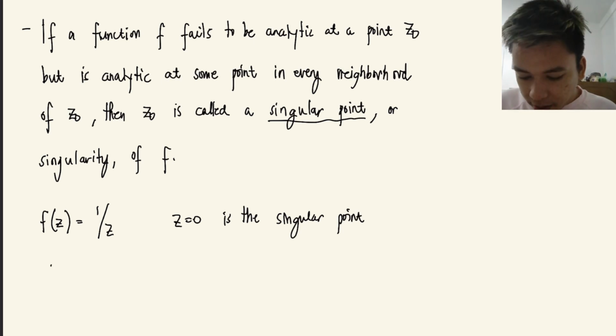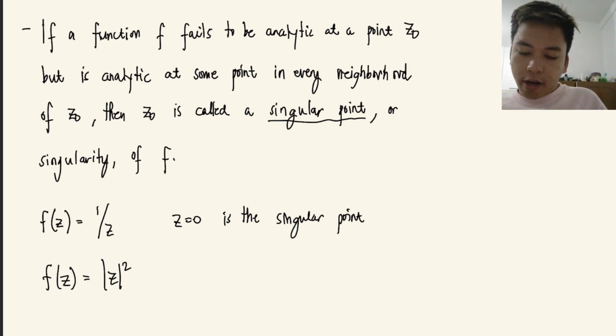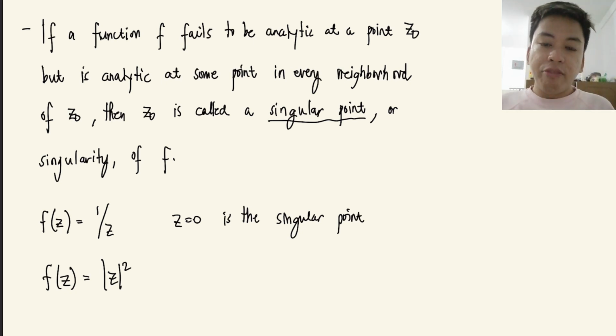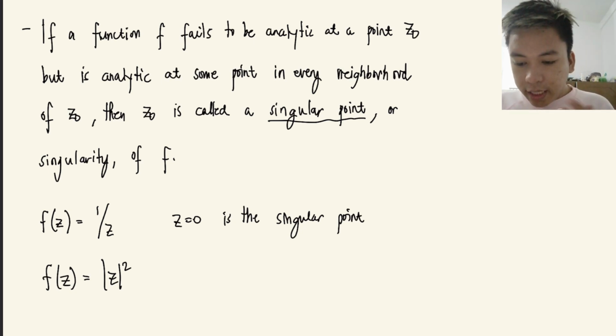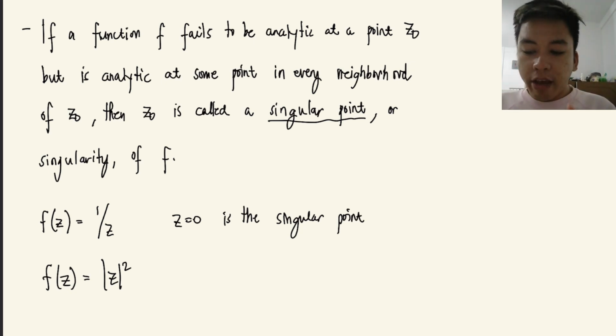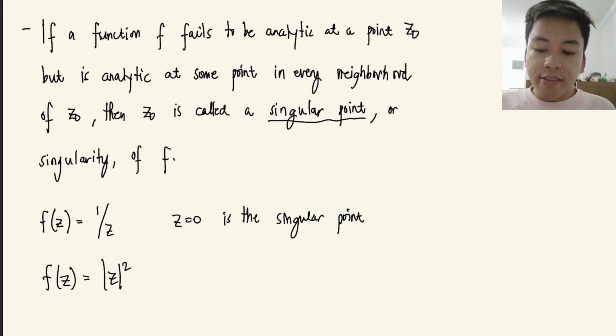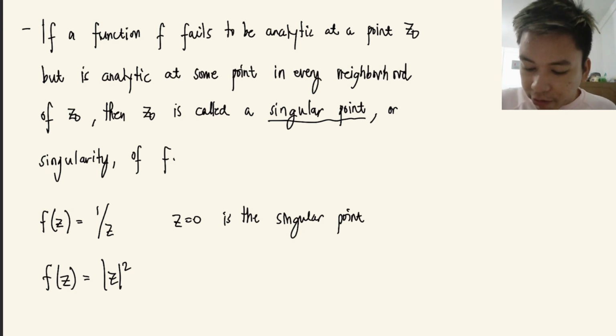Let's consider another example, this f of z here. We've shown in the previous video that it doesn't have any derivative except when z is 0. So let's go back to the definition: if a function f fails to be analytic at a point z sub 0 but is analytic at some point in every neighborhood. But if you take a look at this, it is nowhere analytic. Therefore, it has no singular point.